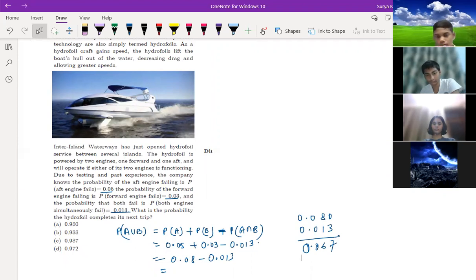When they are saying both, they mean both will fail at a time. If the front fails, then what will you do? This probability is only for what? If both engines fail. 0.013 is the probability of both engines failing. So how only 1 minus should you do that? We have to put in our own logic here.